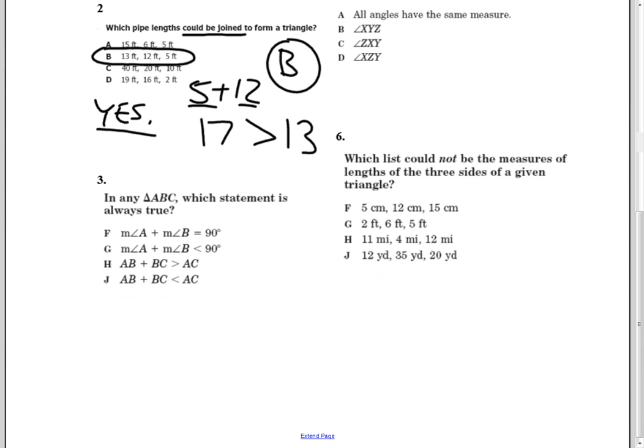Question 3. Which statement is always true? Raise your hand, Cameron. H. And in fact, that's what we wrote down when we did our triangle inequality notes. We did an inequality where we took two sides and made sure that they were greater than the remaining side. Everything else doesn't make sense. We got H.